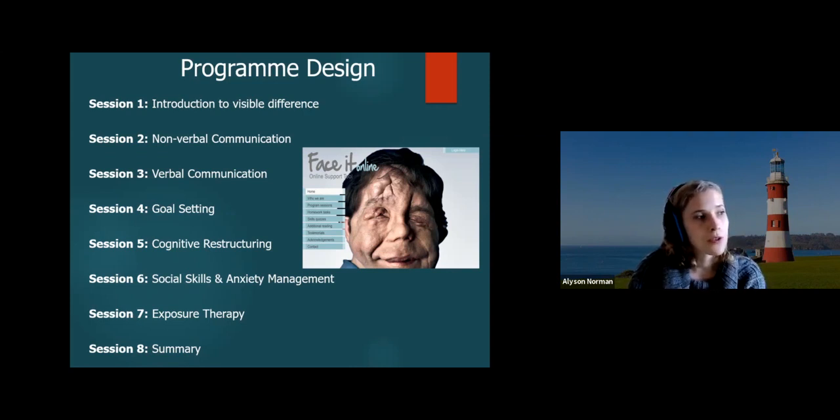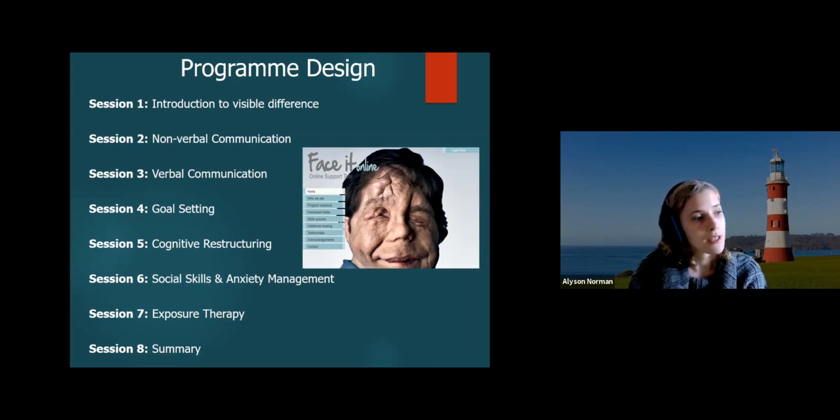Session 2 then moved on to looking at non-verbal communication skills, so how to use things like gestures and eye contact and smiling and posture in order to improve confidence within social interactions. And then this was built upon in Session 3 by looking at verbal skills as well.